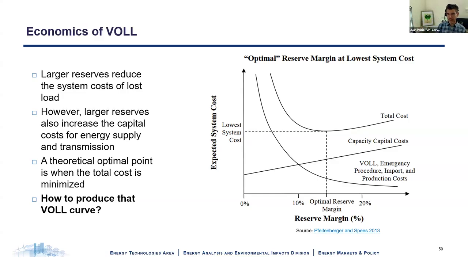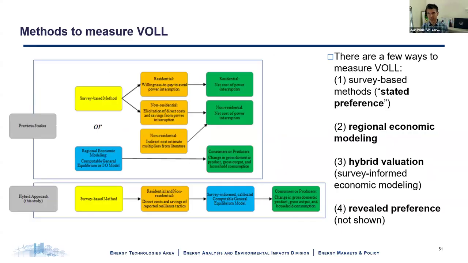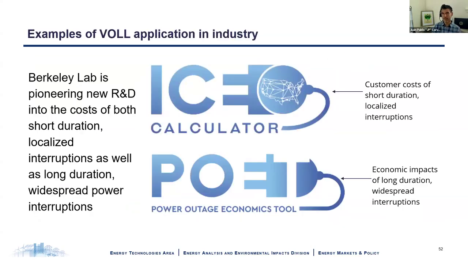So producing that value of lost load curve is actually quite important, but at the same time, quite challenging. This diagram that you can probably review later in more detail is saying that there are a few different ways to go about establishing a value of lost load. There are survey methods, there are modeling methods, there are hybrid methods that we have developed in our department that mix surveys and economic modeling, to produce more faithful representations of how customers react and what are the actual costs to customers of not having power across wide ranges. And there's a revealed preference method that we're not showing that is a very particular economic approach.